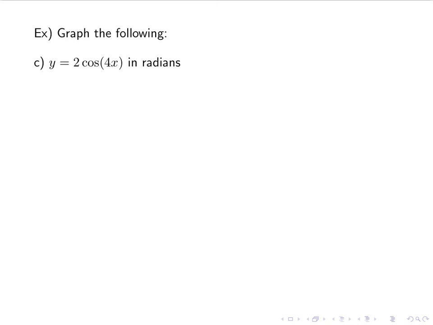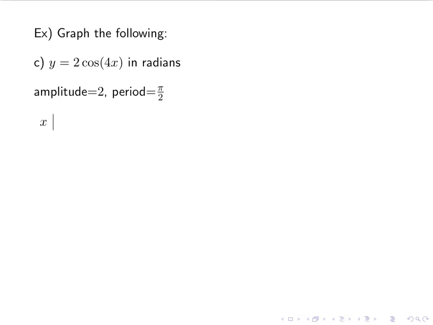How about y equals 2 cosine of 4x? And we're going to do it in radians. So again, the amplitude is the absolute value of A, which is 2. The period is 2 pi divided by B. B is now 4, so this is the first time we're changing the period. So that 2 pi divided by 4 gives me a period of pi over 2.